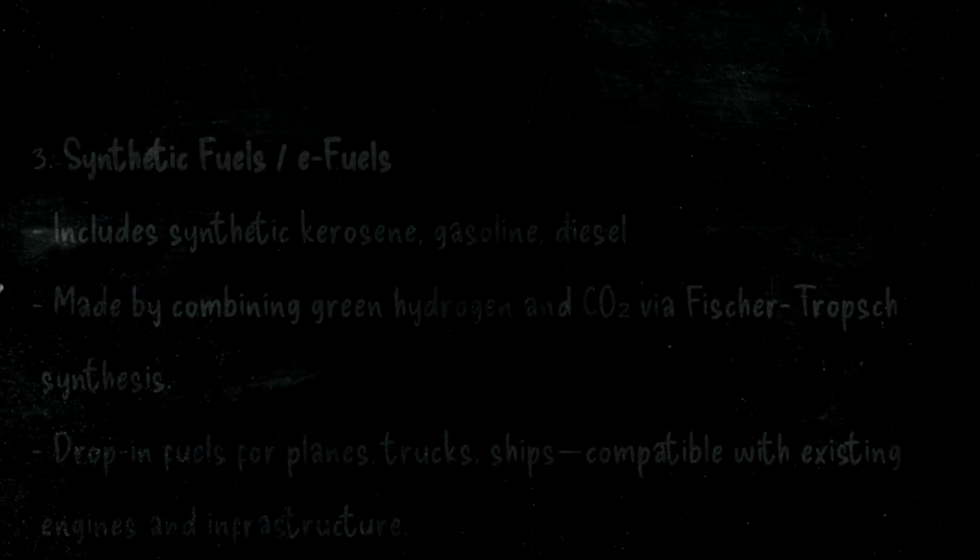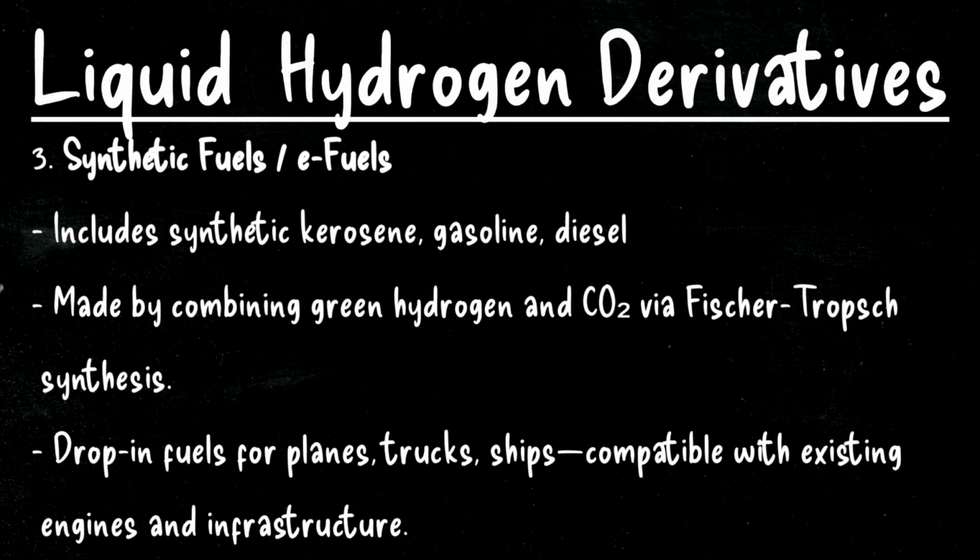Now let's look at synthetic fuels, otherwise known as e-fuels. This includes synthetic kerosene, gasoline, and diesel, and it is made by combining green hydrogen and CO2 via the Fischer-Tropsch synthesis process. It can be used as part of fuels for planes, trucks, and ships, and is compatible with existing engines and infrastructure. It has lower life cycle emissions than fossil equivalents. The key driver is that sustainable aviation fuels can be used for decarbonizing aviation.